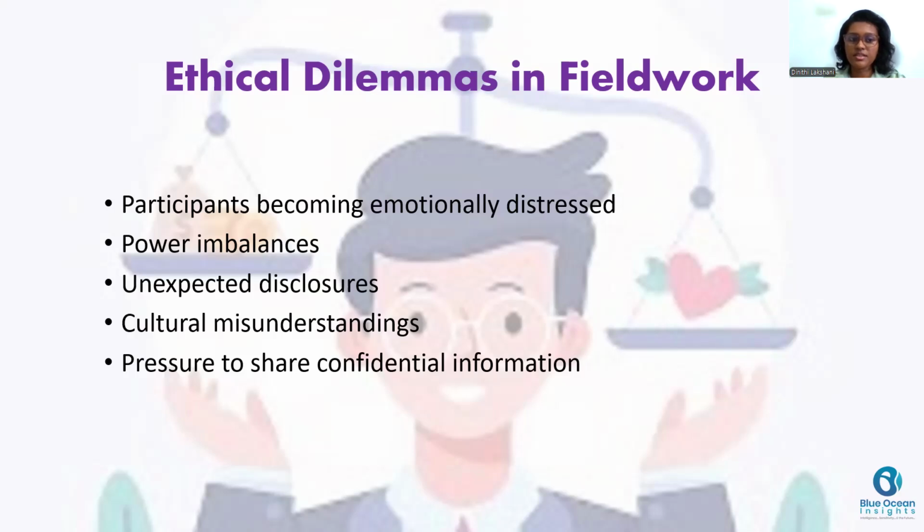Then sometimes there can be unexpected disclosures. For example, what if a participant tells you they are involved in something illegal or are being harmed by someone else? Your ethical duty to protect their privacy might clash with a moral duty to report harm. So these are the gray areas researchers must prepare for before they enter the field.